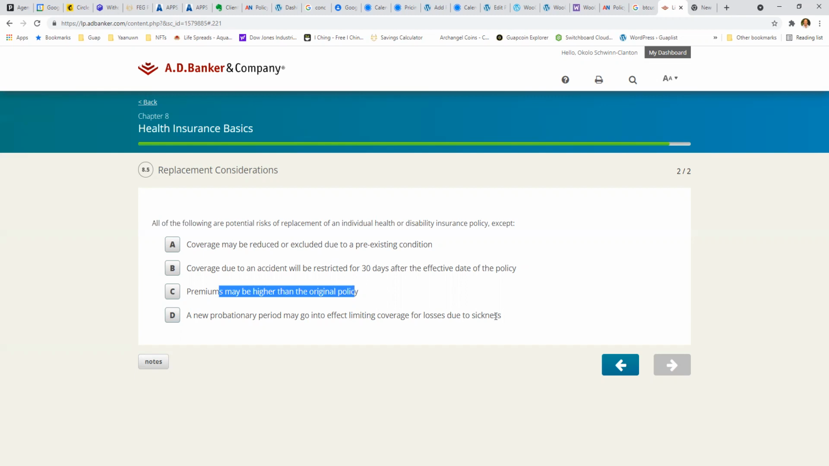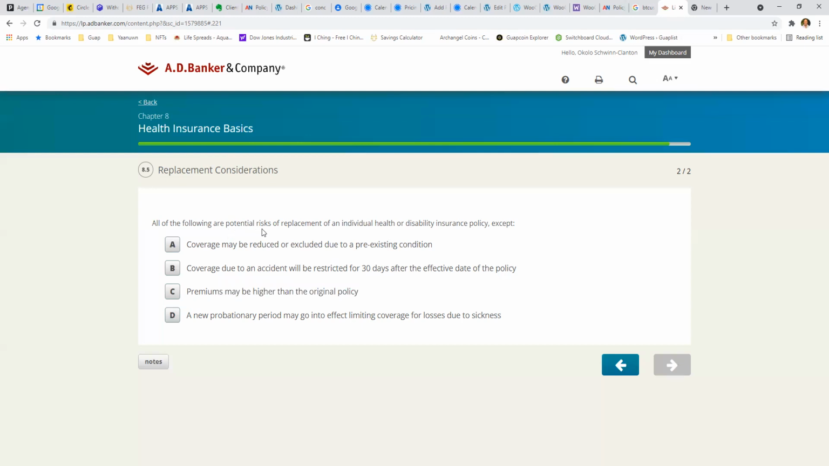That is true. A new probationary period may go into effect. Coverage due to an accident will be restricted for 30 days after the effective date of the policy. Once the effective date of the policy is in force, then it should not be restricted. Okay. But they are saying that a new probationary period might exist. So I think, oh, wait. So this is the risk. Which is not a risk. Okay, let me read this again. See, these excepts always get me.